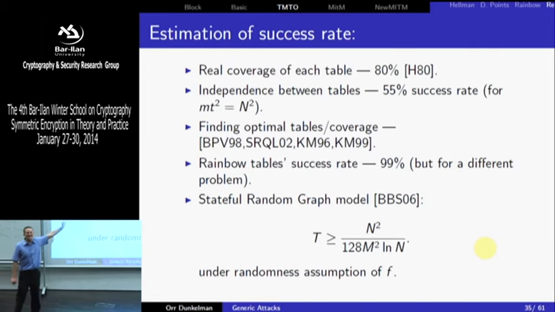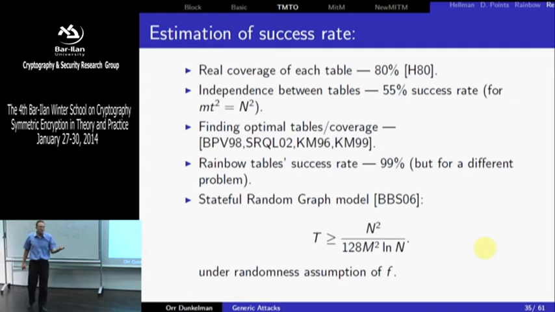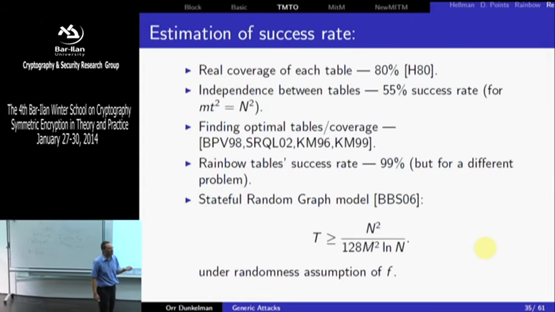This is the key element. It relates to the success rate. The real coverage of a Hellman table: if you look, I have here M chains of length T, so I would expect MT values. Hellman showed also empirically that you receive about 80% of MT. If you assume that all these tables are independent, the probability of success of a Hellman time-memory trade-off attack to invert a point is 55%.